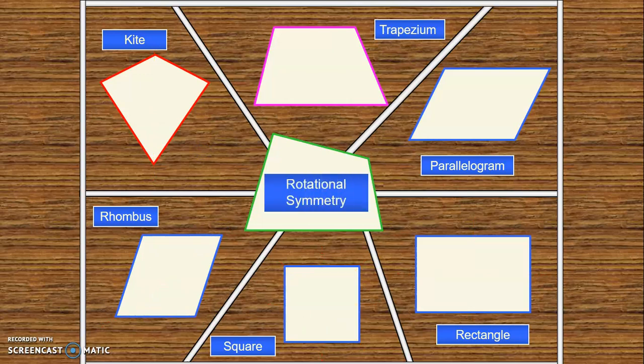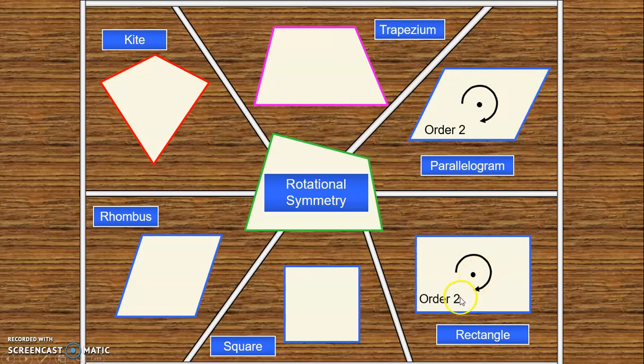Next, rotational symmetry. Rotational symmetry is the number of times you can rotate the figure so that it looks exactly the same as the original figure. So a trapezium doesn't have a rotational symmetry. A parallelogram has rotational symmetry of order 2. It means if we rotate the parallelogram 2 times, it will look the same as this figure.